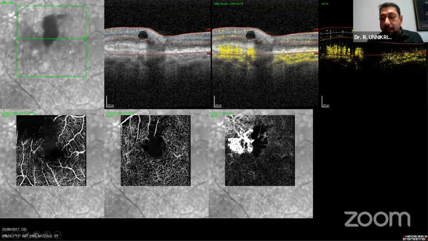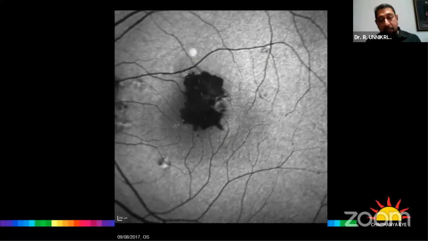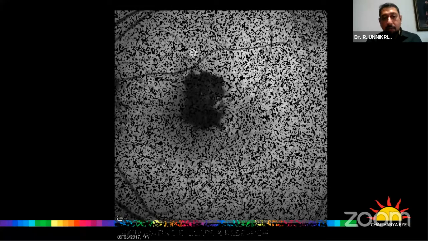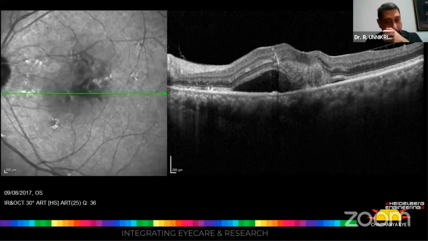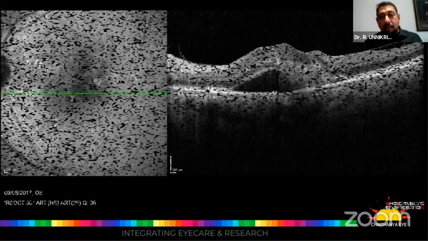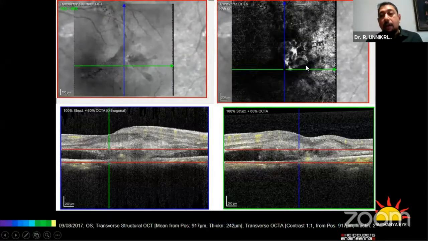Yes, because it guides your treatment and you can assess regression also. Here you have a multicolor picture showing the green shows fluid, the red and the dark area shows hemorrhage, and this is how the hemorrhage looks on an autofluorescence and infrared. And this is what the whole picture looks like on an OCT. But the definition that you get, the membrane definition, is unparalleled.